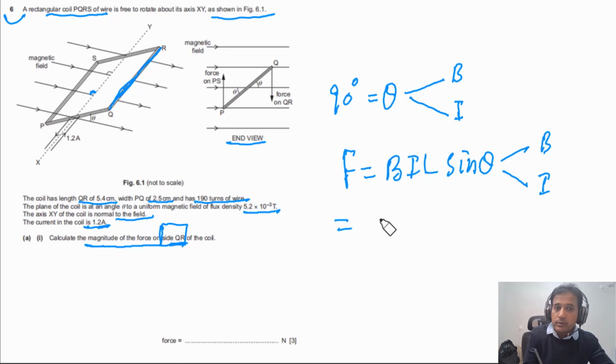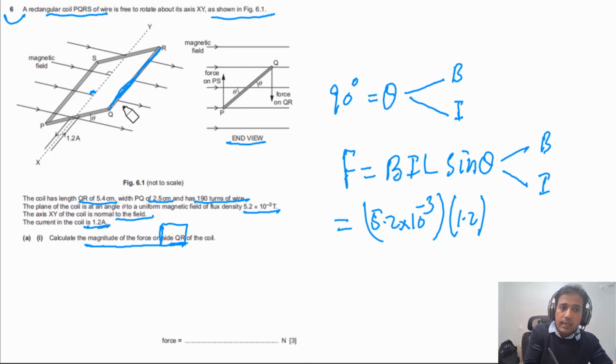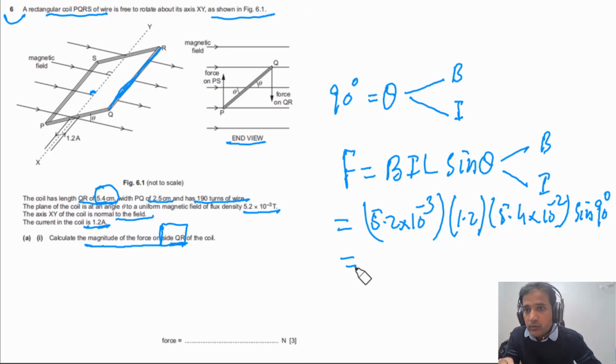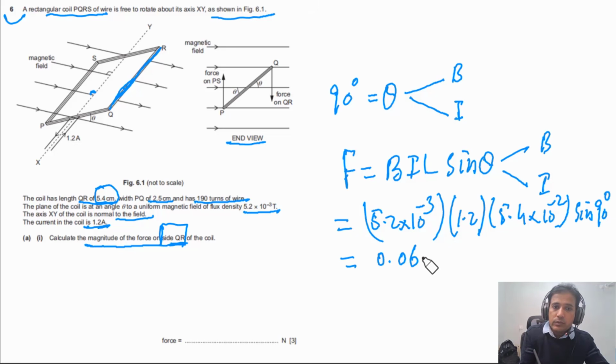Now simply we can plug in values. The value of B is 5.2 times 10 to negative 3, the value of I is 1.2 amps, and the length of side QR is 5.4 centimeters, so 5.4 times 10 to minus 2, and sine 90 degrees. Now if we solve this, we can find the value of force. That will be equal to 0.064 Newton.